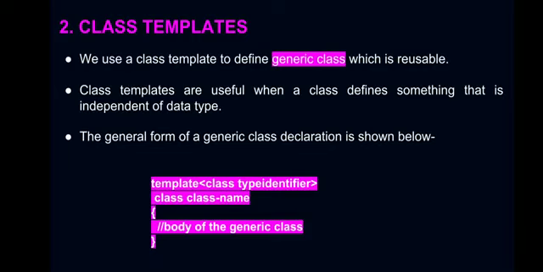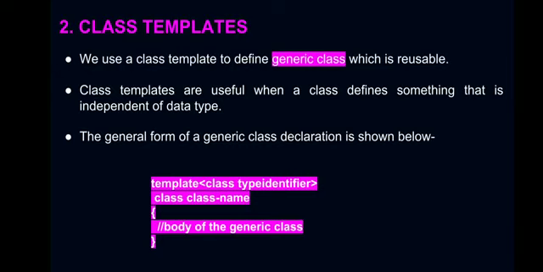Here you can see the syntax of the generic class. Just like function templates, we use the keyword template. For class templates also, we start with the same statement: template with angle brackets, the class keyword, then a type identifier. The type identifier can be anything. In the previous function templates you have seen T, T1, T2. You can give any character or group of characters, any name, as a type identifier, following the rules for identifiers.